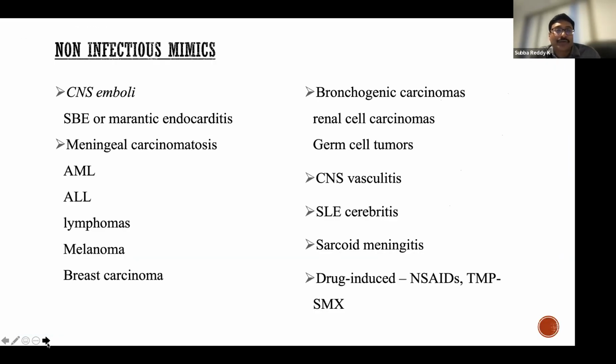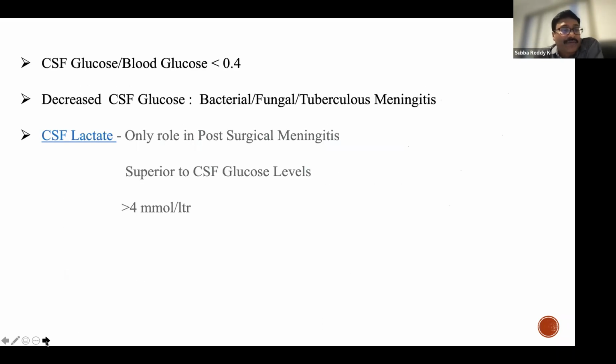Coming to non-infectious mimics: if they have CNS emboli, subacute bacterial endocarditis, or meningeal carcinomatosis, we see in AML, acute myeloid leukemia, ALL, lymphomas, melanomas, breast cancer, bronchogenic carcinomas, and CNS vasculitis, SLE cerebritis, sarcoid meningitis, and sometimes drug-induced, as I told, trimethoprim-sulfamethoxazole. All these things can cause these; these are the non-infectious mimics.